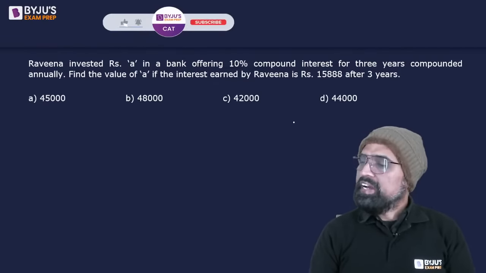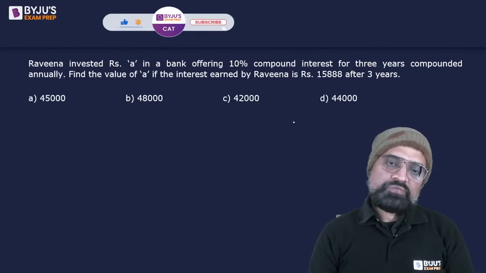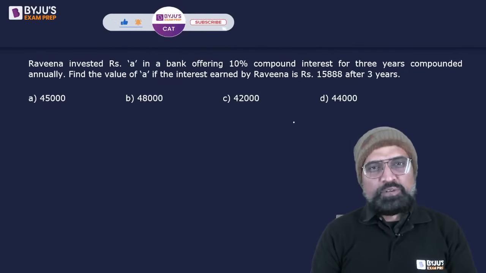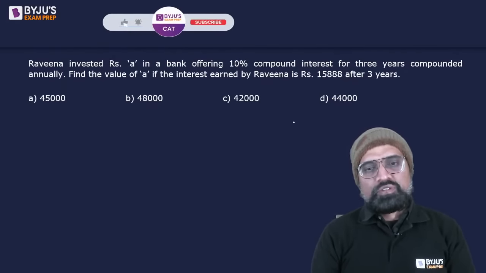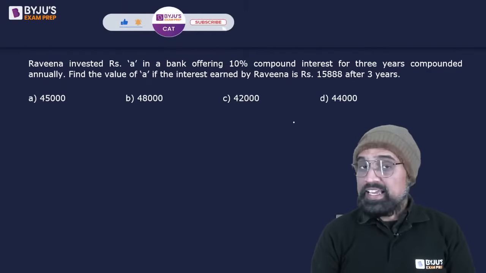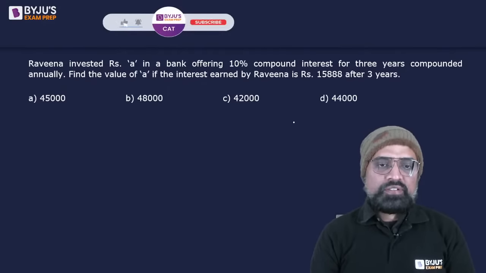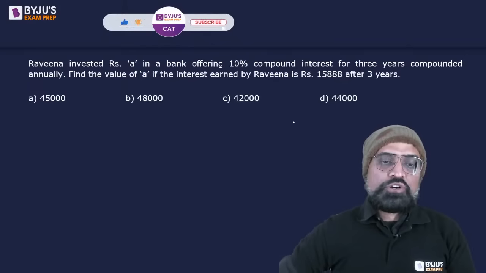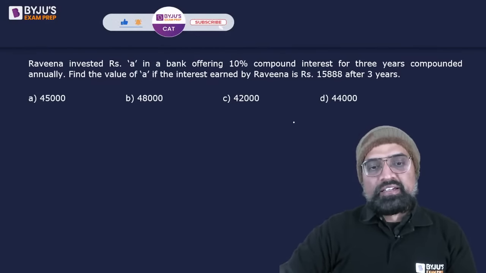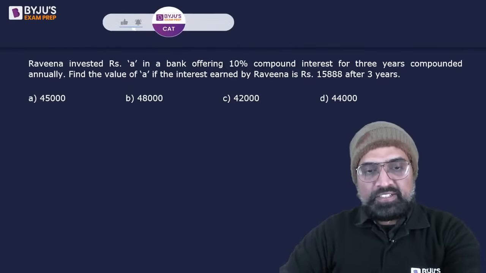Okay. And if I look at the options, can I say the amount should be in the table of principal for sure? So right now the principal is A, right? And the amount is going to be whatever that option is plus the interest that is earned in 3 years.